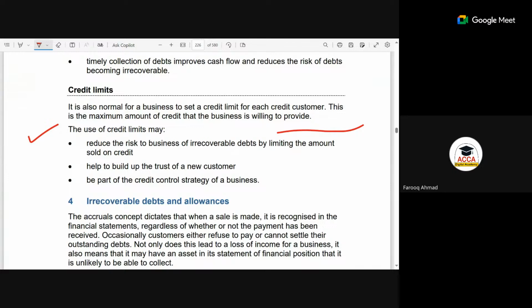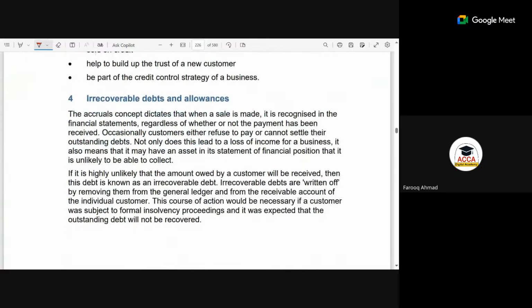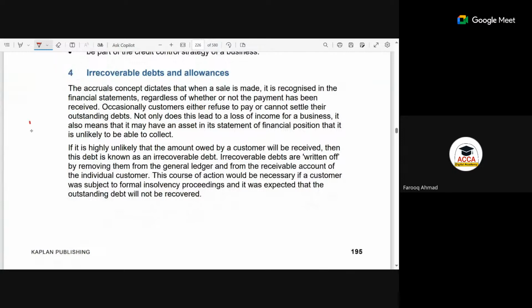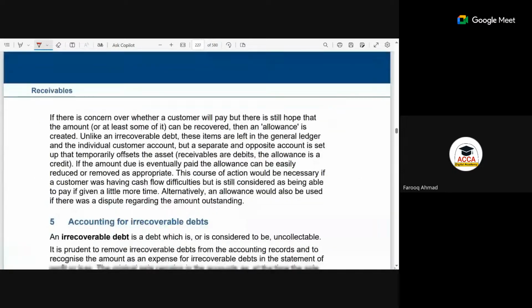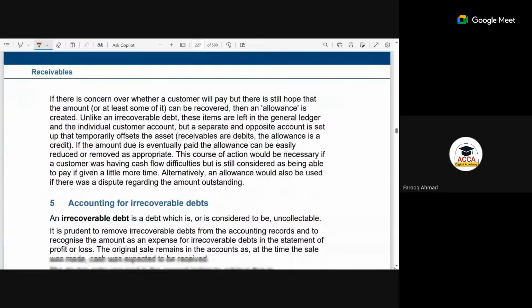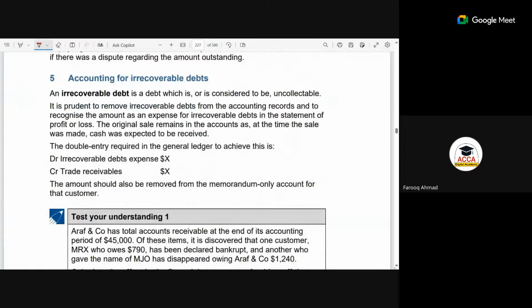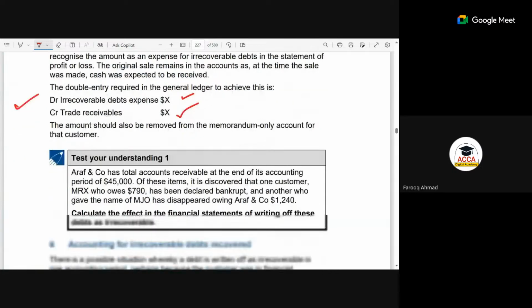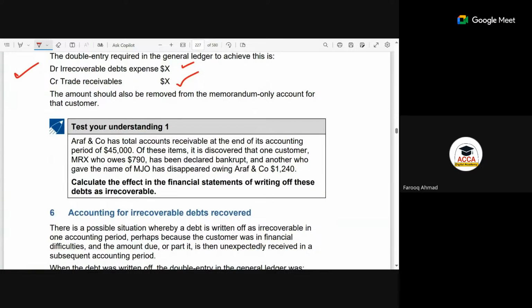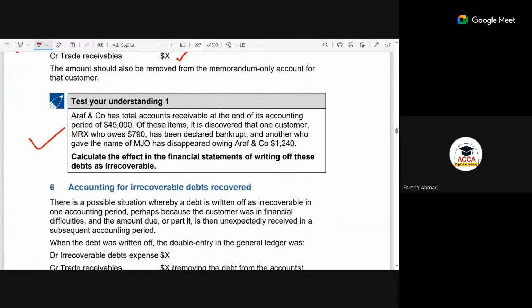This is the way of treating irrecoverable debts and allowances. If the customers are unable to pay off, this is how they will be considered and accounted for as irrecoverable debts. So for irrecoverable debts, debit irrecoverable debts and credit trade receivables. This is your understanding of what they have mentioned. It will clear your doubts.